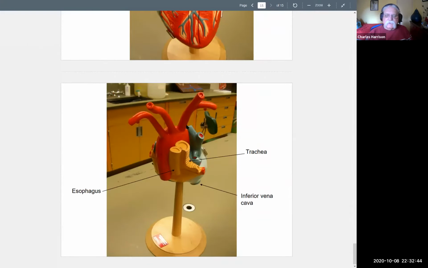On the back of the models, they also have the esophagus and trachea, and we point them out because sometimes people get confused as to what they are. They're trying to make the model somewhat realistic, and they put the trachea and the esophagus behind it.